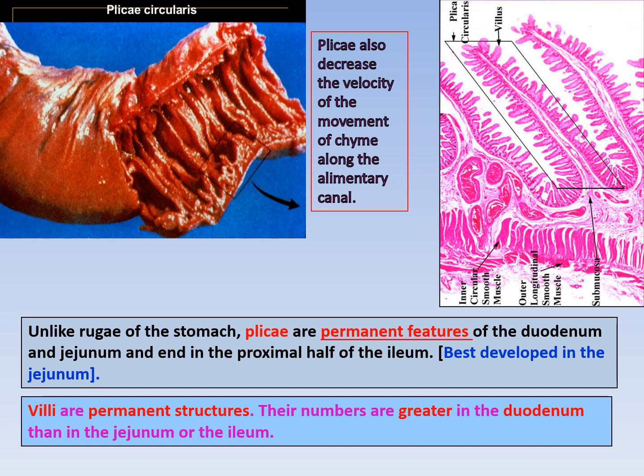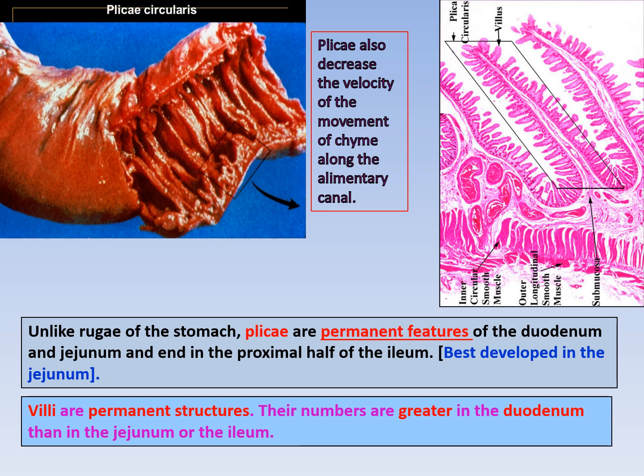When you open the small intestine at any point, you will find the plicae circularis. You will find it more in the duodenum, the jejunum, and the proximal part of the ileum. You are going to see it well developed there, and it's going to be less in the distal ileum.